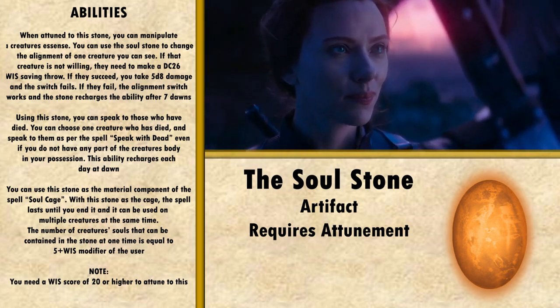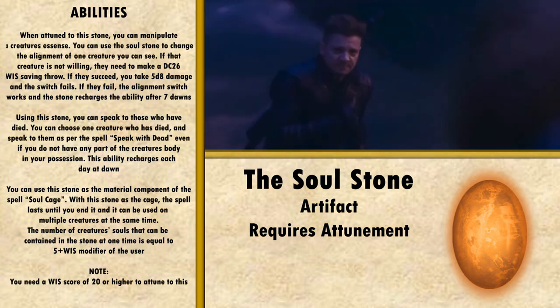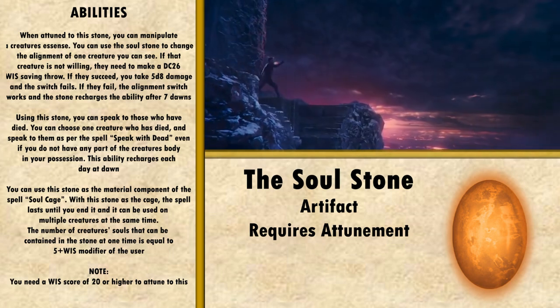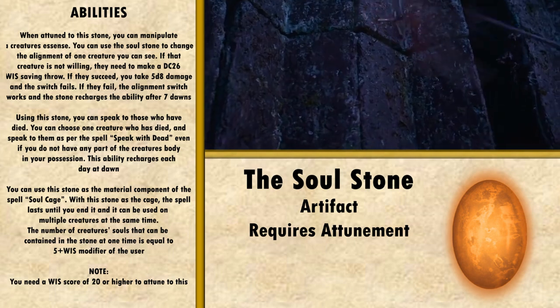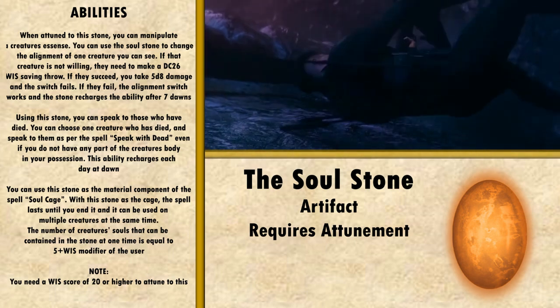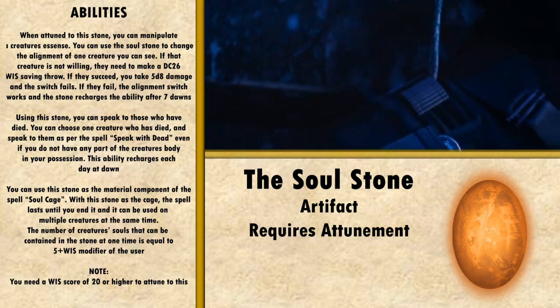If that creature is unwilling, then they must beat a DC 26 Wisdom saving throw to avoid the effects. If they succeed, you take 5d8 psychic damage and the change fails. If they fail, their alignment changes to the new alignment chosen, and the ability will recharge in the stone after 7 dawns.